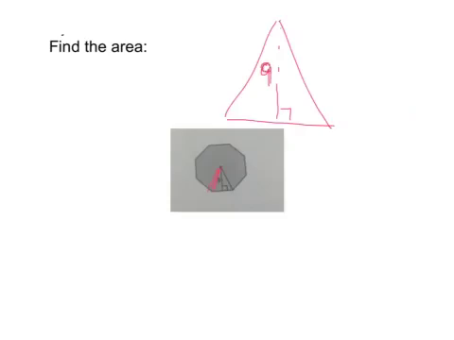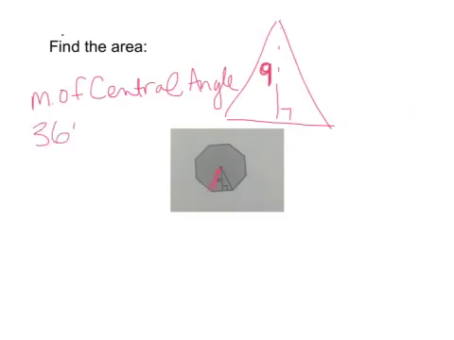And it is a right triangle. It is helpful to find the central angle. So the measure of the central angle is going to be 360 divided by 8, which is 45 degrees. So that central angle being 45 degrees is the angle up here. So this whole angle is 45 degrees.